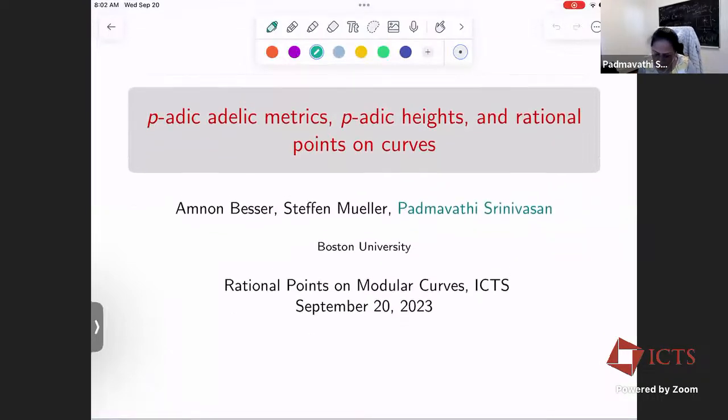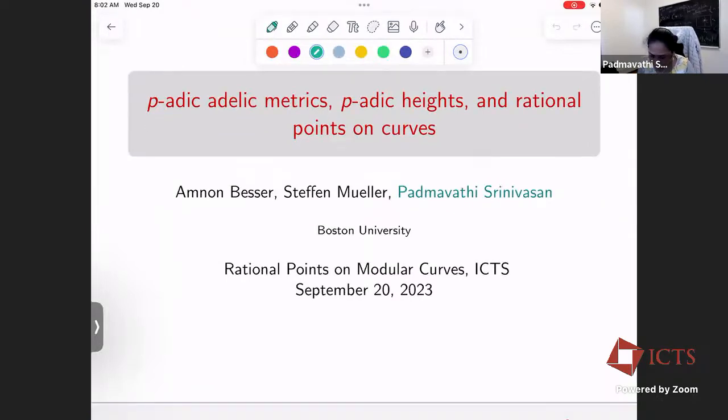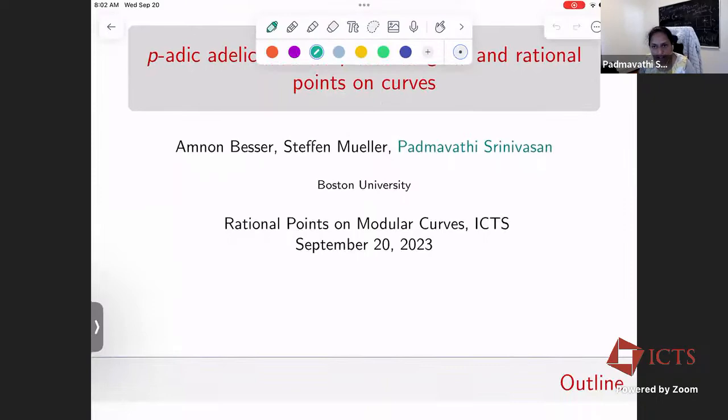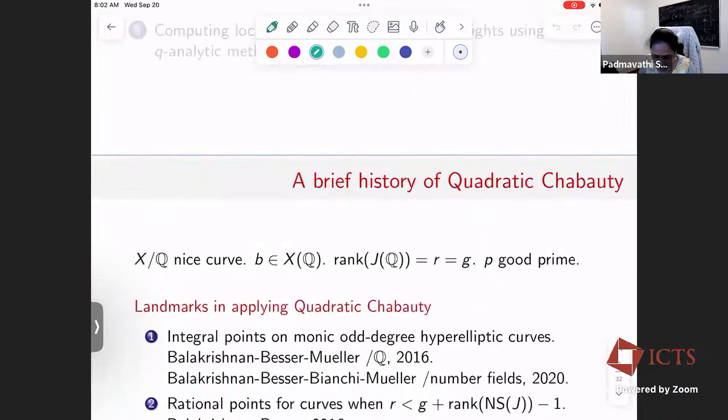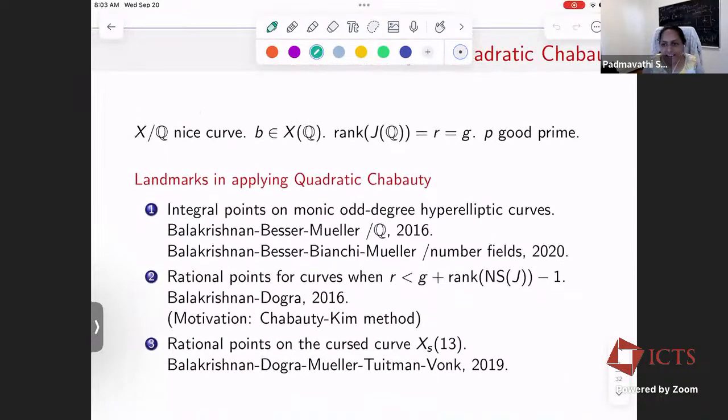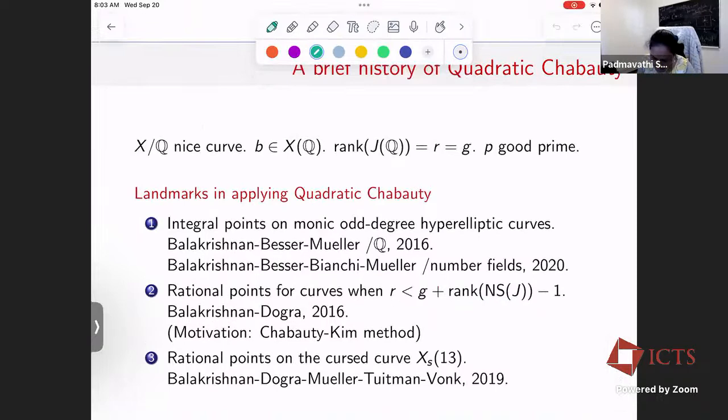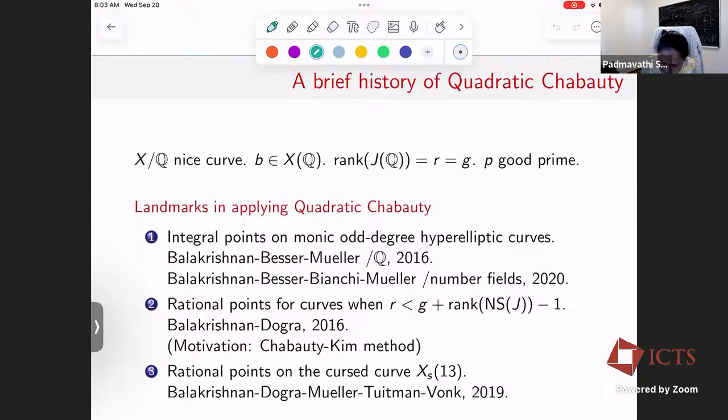This talks about a new definition of P-adic adelic metrics and an associated definition of P-adic heights, with a view towards giving a new explanation for quadratic Chabauty. I think there have been several talks already at this conference the last 2 weeks, but the quadratic Chabauty method is a method in general for finding the rational points on a nice genus g curve inside the set of P-adic points in the realm where the classical Chabauty method doesn't work.